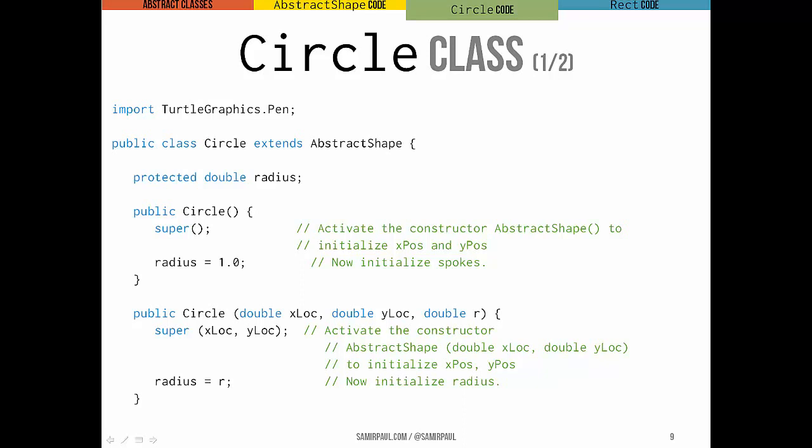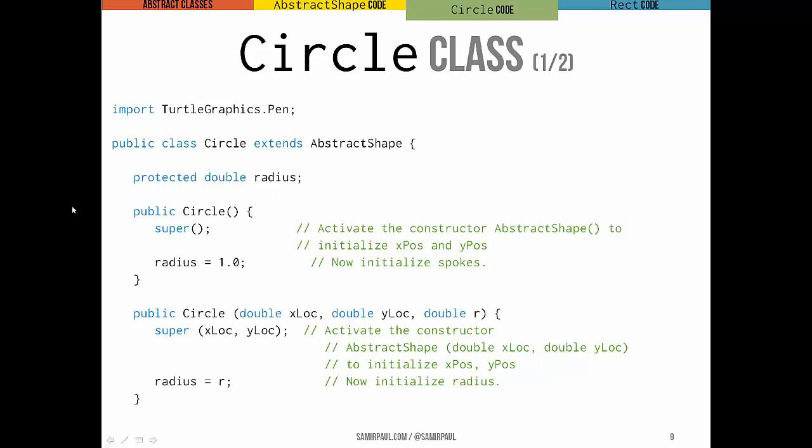We can see here that we are extending the abstract shape class, that abstract shape class that we defined just a moment ago as a common superclass of circle and rect. We're adding a new instance variable. This one will be protected, radius, and we do that on purpose because we know that we're going to define a wheel subclass, and we want that wheel subclass to be able to access radius. So we make this protected.